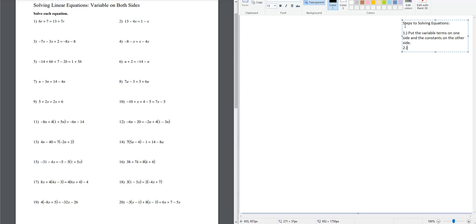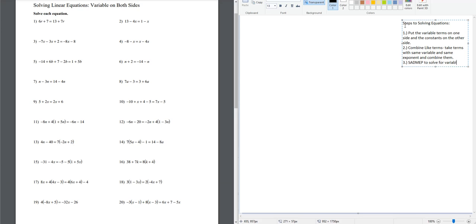And then number 2, we're going to combine like terms. So when you're combining like terms, you need to take terms with the same variable and the same exponent and combine them. I say combine because sometimes you're going to be adding, sometimes you're going to be subtracting. So all you're going to do is put them together, depending on the operation that they tell you. And then step 3, you're going to go through SADMAP to solve for the variable.